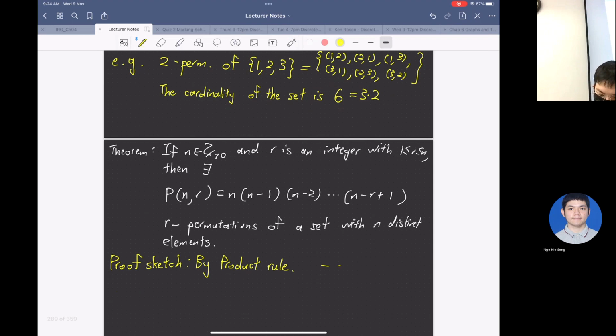So in this case, just in case you blur, here we got r spots. Start with n.